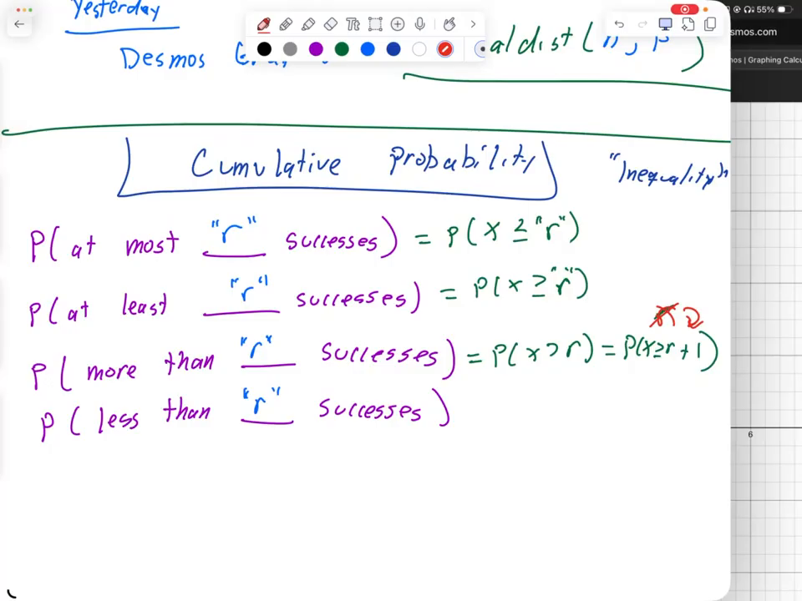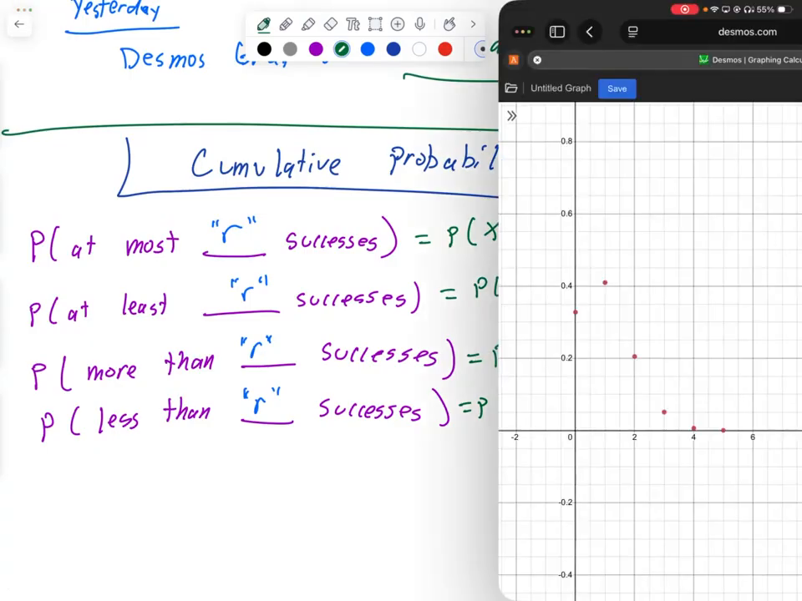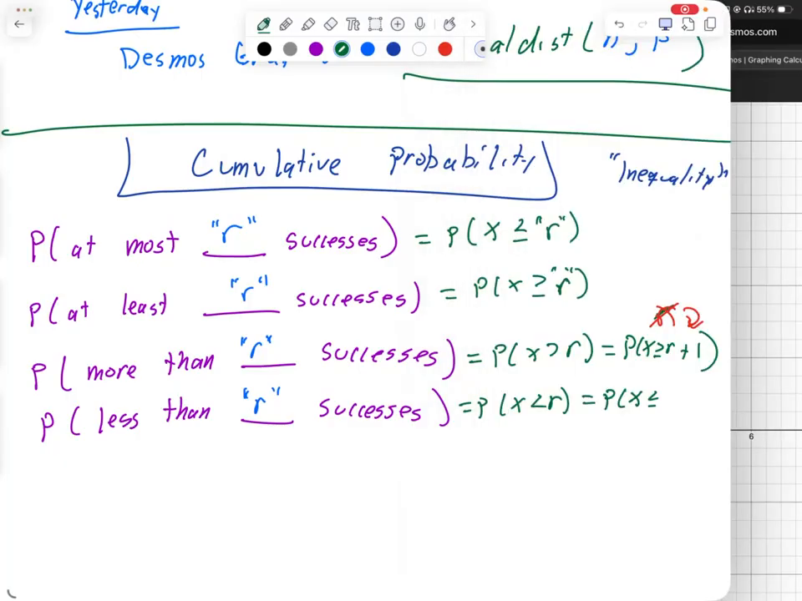What about less than r? This would be, of course, the probability that x is less than r, which is the same thing as the probability that x is less than or equal to what? R what? R minus 1. Yes. Because if it said something like, what's the probability that you have less than 3? That's the same thing as less than or equal to 2. If you're less than 3, that means you're 2 or less.